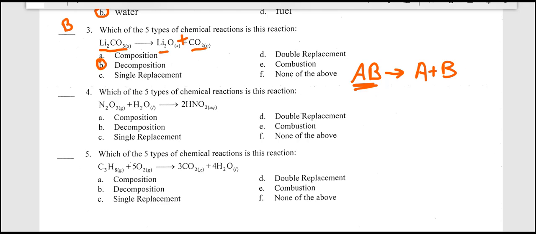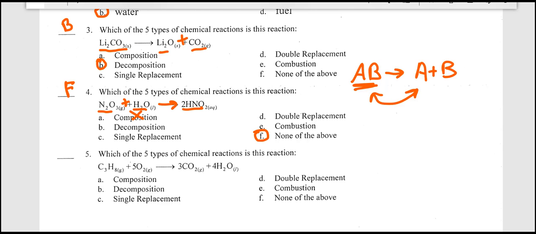Which type of chemical reaction is this? This is really the opposite of number 3. Number 4 is two things combining to form one thing. So it's sort of like this turned around backwards. We call this a combination reaction or a synthesis reaction. It isn't a composition reaction, by the way. The name is combination, so it's actually none of the above.